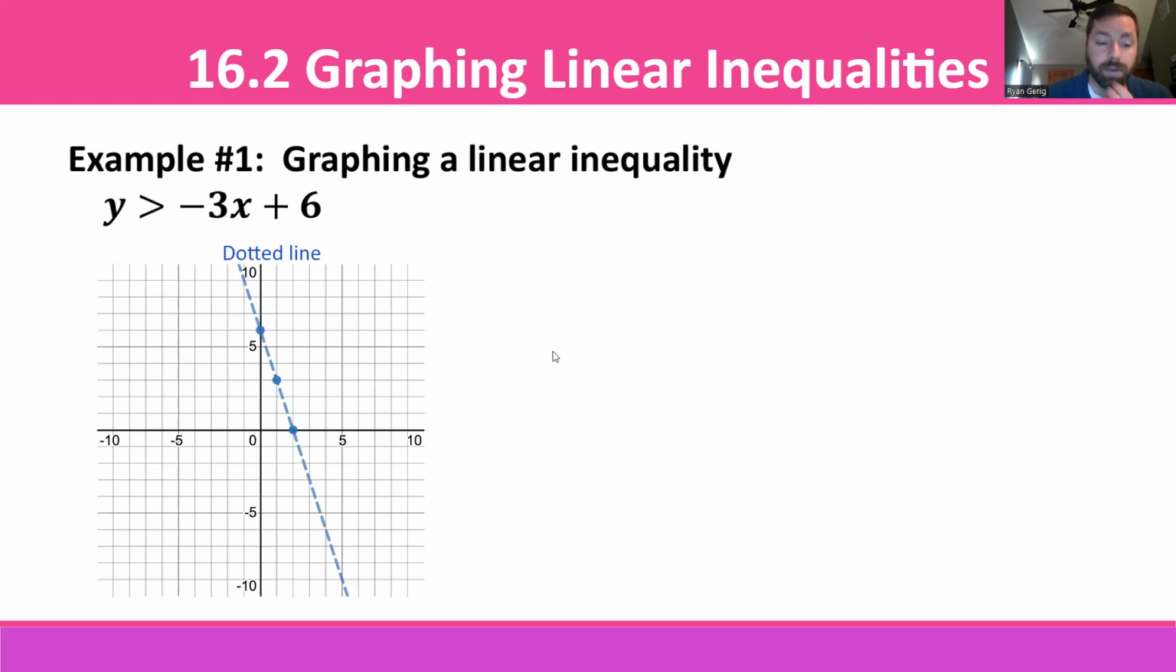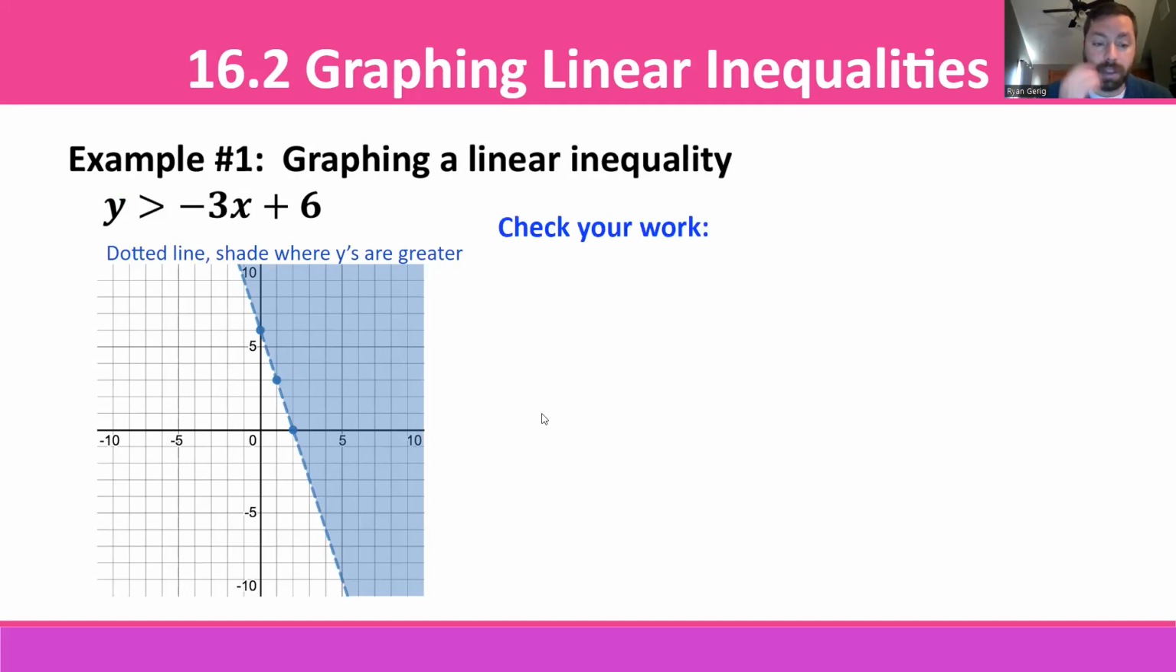Now, the last thing we need to remember to do is shade. So we're either going to shade above that line or below that line. And how do we determine that? Well, the symbol means above. Greater than means above, less than means below. Okay, we shade where the y's are greater. All right. And a good thing to do, good habit to get into, is to check your work at the end. A good one to look at is 0, 0.